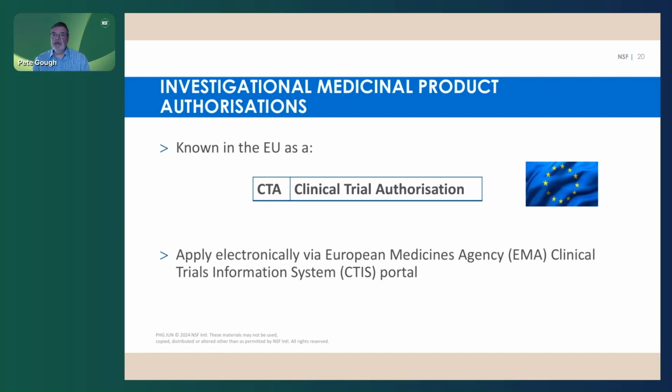So for investigational medicinal products, as they're called, that's when you're doing a clinical trial. It's not surprisingly called a clinical trials authorization. So you apply. Now, here, unlike medical devices, you apply directly to the competent authority. There are no notified bodies for medicines. The manufacturer is dealing directly with the competent authority. And in the EU, for clinical trials, now you apply electronically to the European Medicines Agency via a portal that is called the Clinical Trials Information System, known by the acronym CTIS.